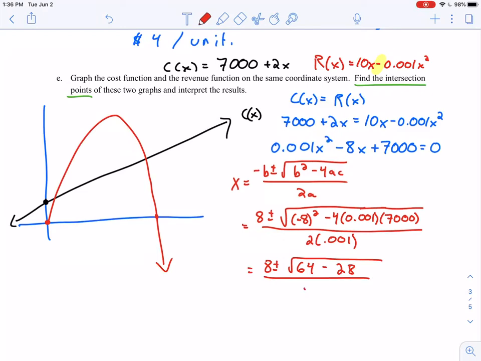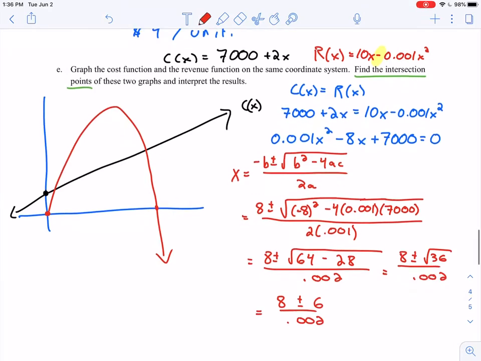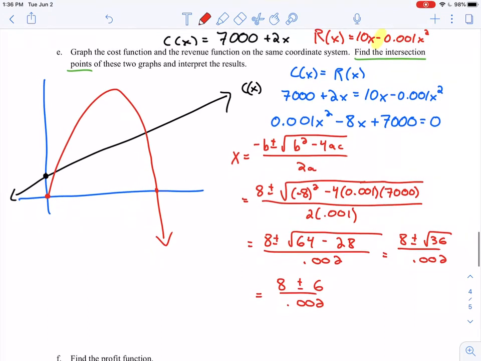All over 0.002. So I've got 8 plus minus square root of 64 minus 28. That should give me 36 all over 0.002. So this gives me 8 plus minus 6 divided by 0.002. So I really have two solutions here. I've got 8 plus 6 and 8 minus 6, all divided by 0.002. So I have 8 plus 6 divided by 0.002, 8 minus 6 divided by 0.002.